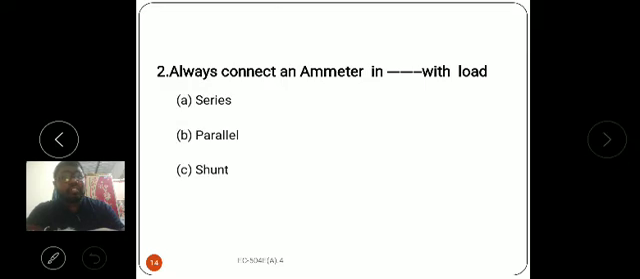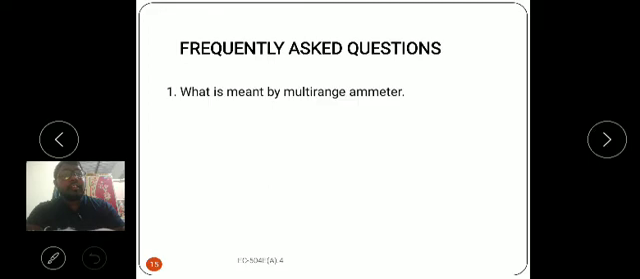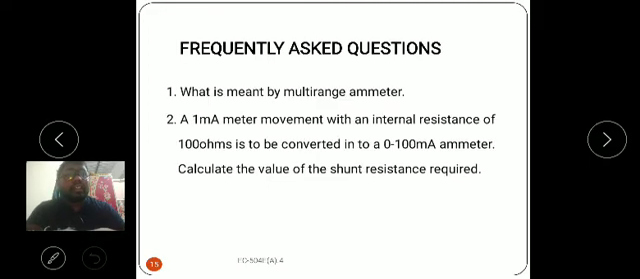And one more question: always connect an ammeter with the load in series, parallel, shunt or none of the above. My answer is series. In this topic, frequently they ask questions in the examinations like what is meant by a multi-range ammeter, and also we have one problem: a 1 milliamp meter movement with an internal resistance of 100 ohms is to be connected in a 0 to 100 milliamps ammeter. Calculate the value of shunt resistance required.